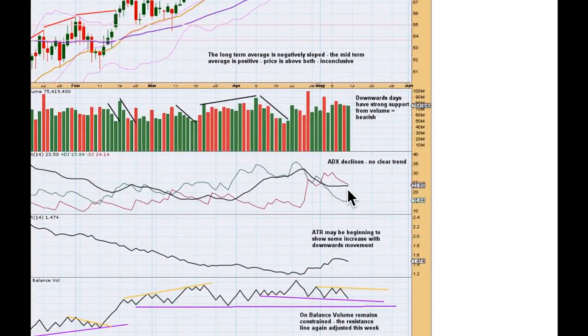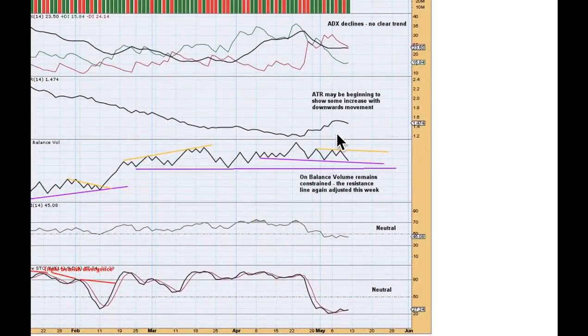ADX is declining, telling us that at this stage there is no clear trend. On balance, volume is constrained. Let's watch this support line and then this one below, but particularly this new support line I'm drawing here. If on balance volume moves below that, it would be a bearish signal. This support line has a few tests. It's close to horizontal and it's reasonably long held, so that would actually be a reasonable bearish signal. This support line would not be such a strong bearish signal though, because it only has two prior tests.